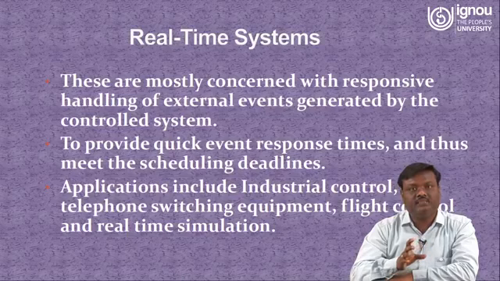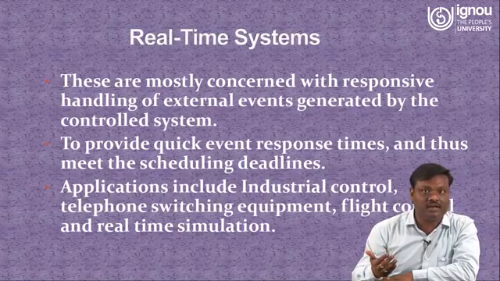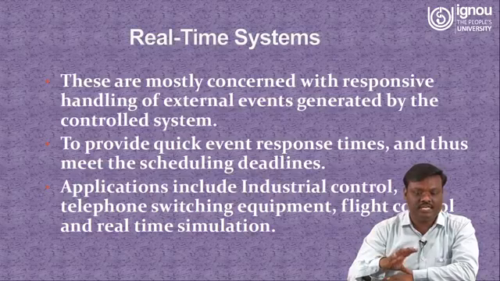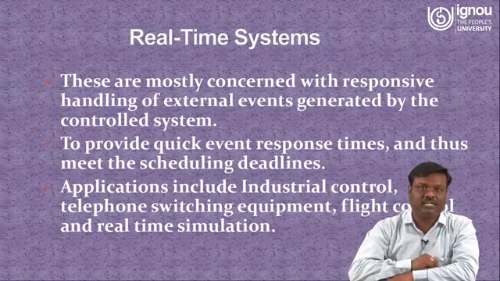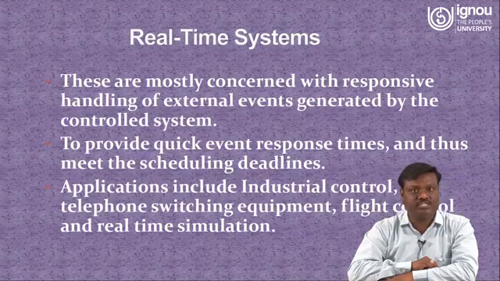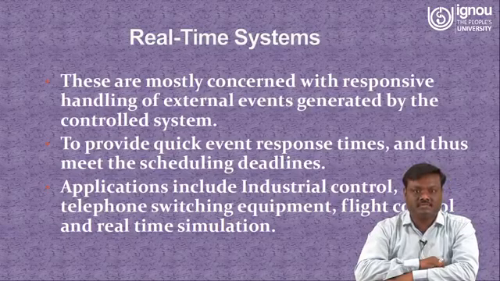Suppose a wrong event is handled, or the event is handled at a later time and there is a delay, or latency as you can call it. If those things happen, then some sort of hazard will be there. So for such kinds of systems, a special operating system is required, that is the real time operating system. The systems that we can quote for RTOS are industrial control, telephone switching equipment, flight control, and real time simulations. All these systems come under the real time systems.